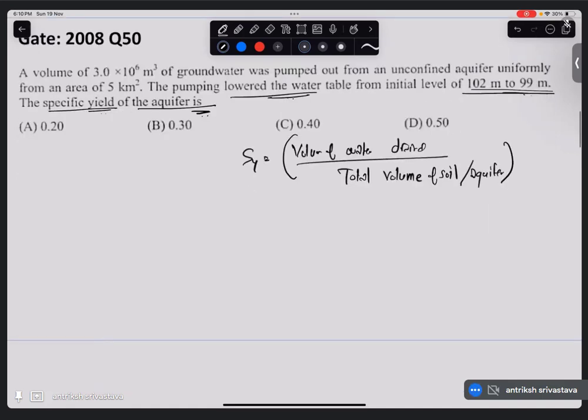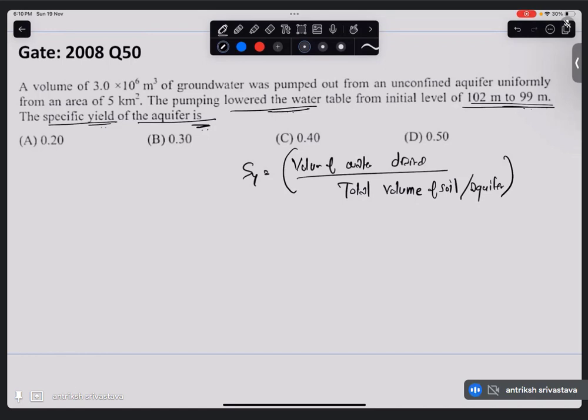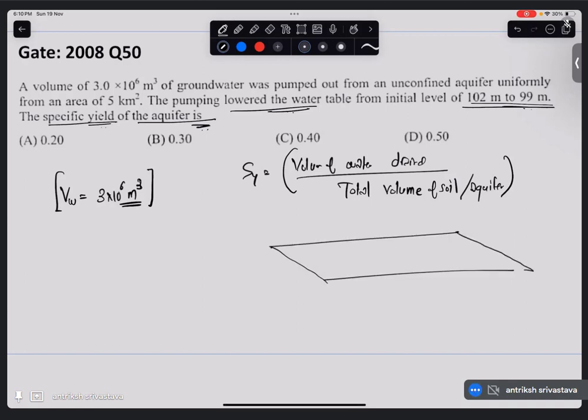Okay, so let's look at this a little carefully. We have been given the volume of water that is drained, that is 3 into 10 power 6 meter cube. But can we calculate the volume of soil? Yes, we can do that because they have graciously given us the patch of soil from which the water is obtained.